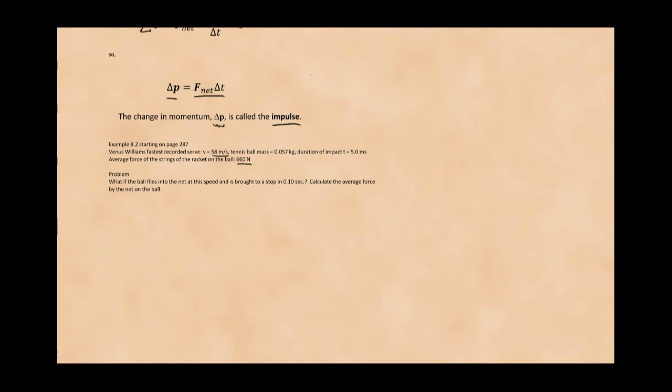Now let's ask the question: what if the ball, after leaving the tennis racket, flies into the net and is brought to a stop in a different amount of time? If we assume that the ball is brought to a stop in 1/10 of a second, we want to calculate the average force by the net on the ball. So let's draw a picture of what's happening first.